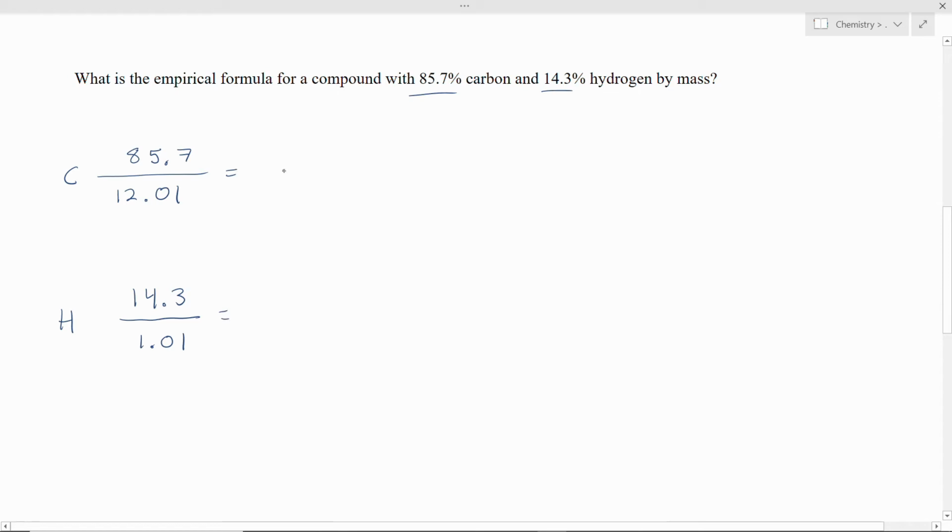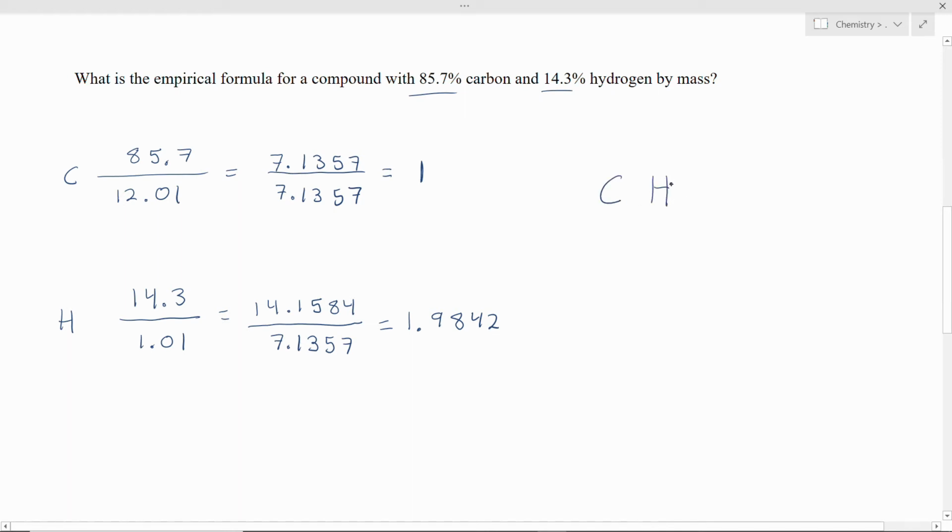Now we do this division. So for carbon here, we have the number 7.1357, and for the hydrogen, we have 14.1584. Now our next step is to put both of these numbers over the smallest value that we just got. So that would be 7.1357. Now we do another division here. So this number would be 1, and for hydrogen we would have 1.9842.